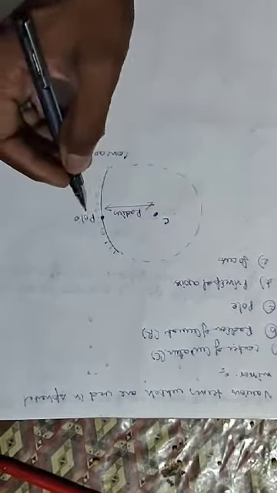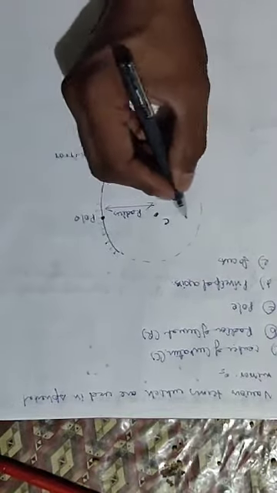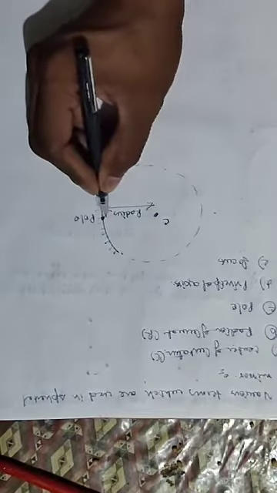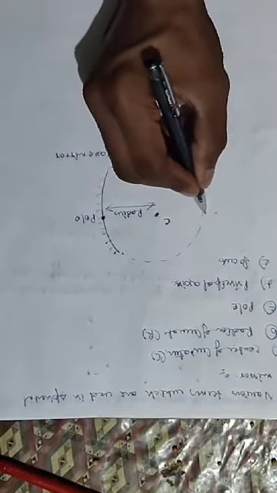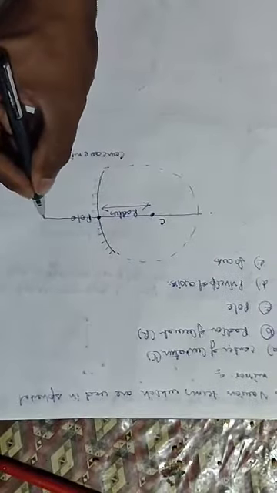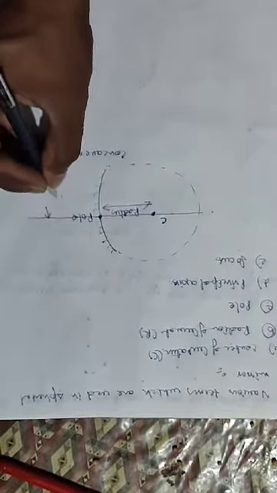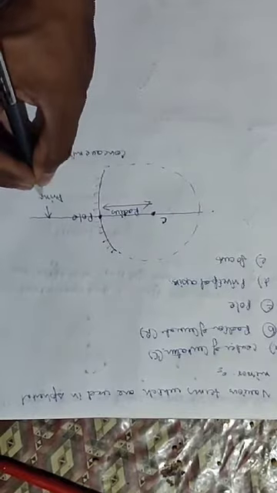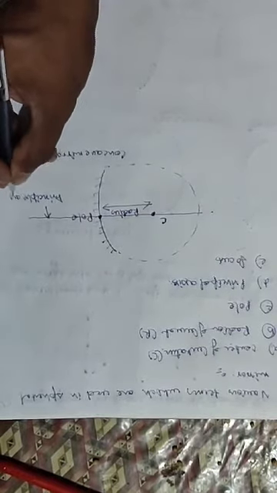And what is principal axis? The principal axis is the line joining the center of curvature and the pole. So the line joining the center of the curvature and the pole is called principal axis. So this axis is called principal axis.